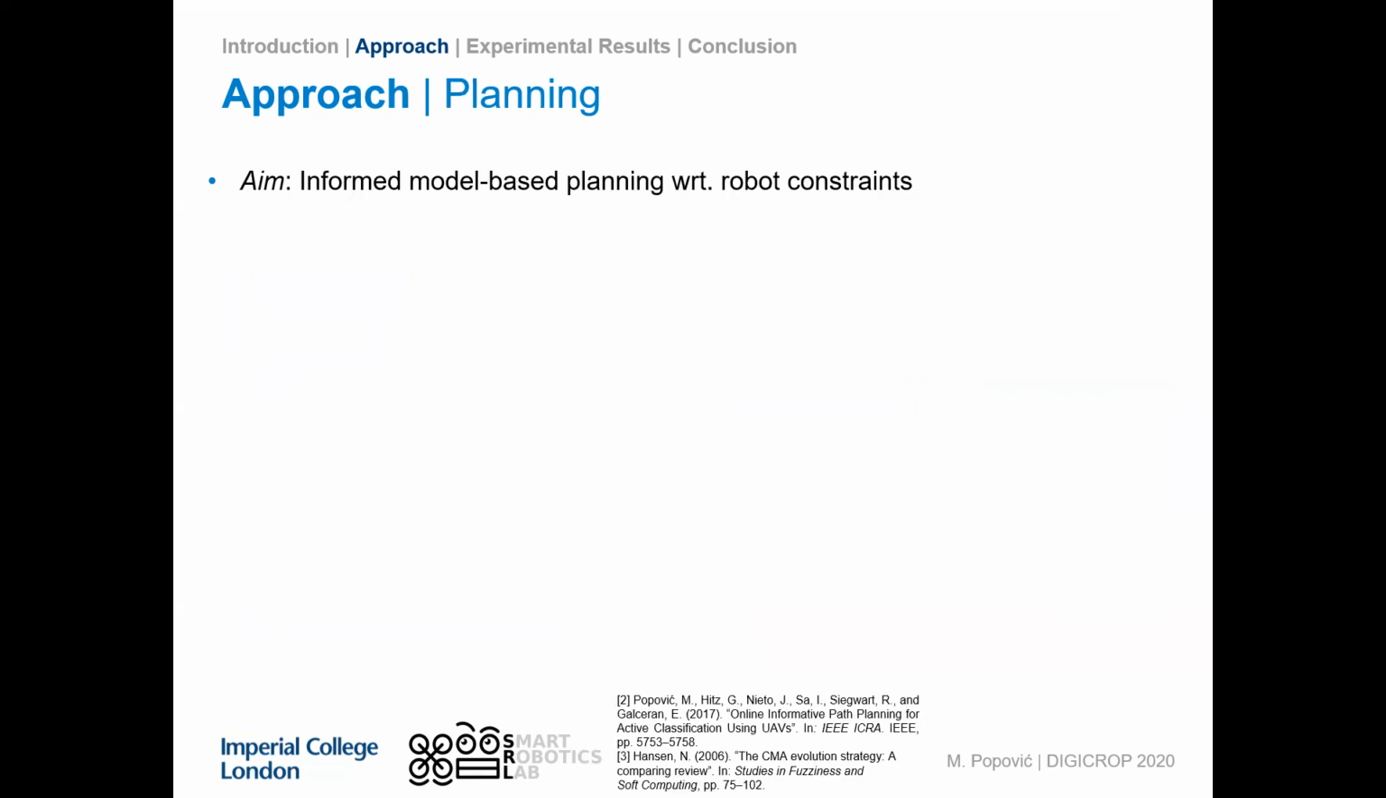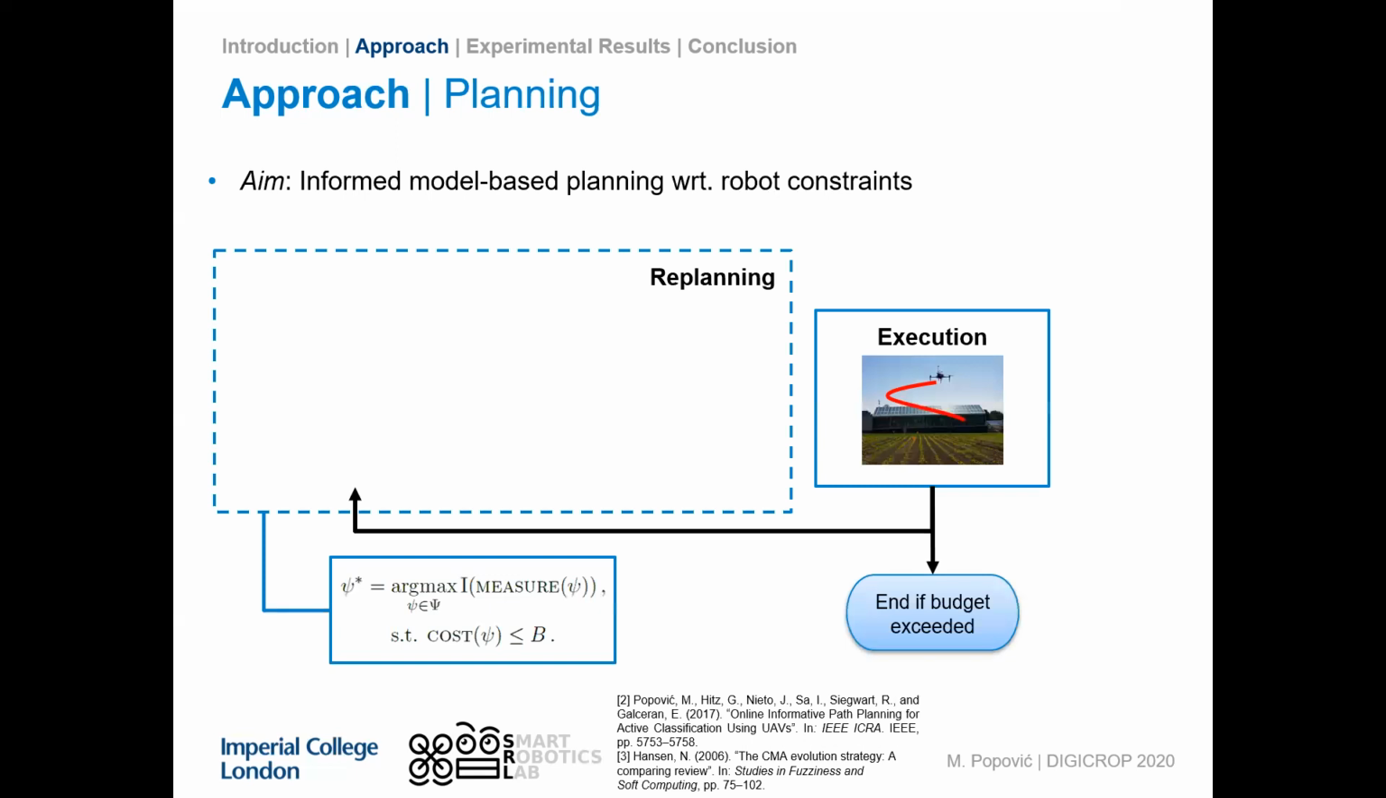Moving on from mapping to planning, an open challenge here is how to quickly find informative paths in a nonlinear, high-dimensional optimization problem space. To address this, we present a new computationally efficient algorithm suitable for online planning with budget constraints. The approach operates in a finite horizon manner, alternating between replanning and execution until the budget is exhausted. Each new plan is a smooth polynomial trajectory.